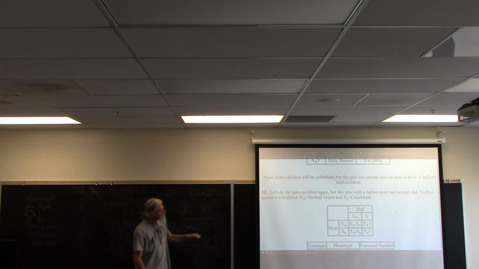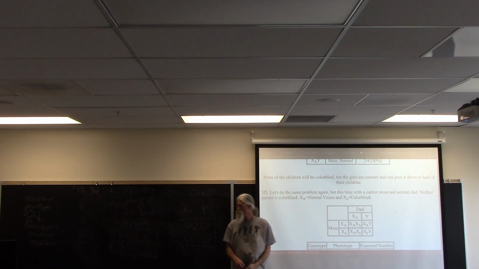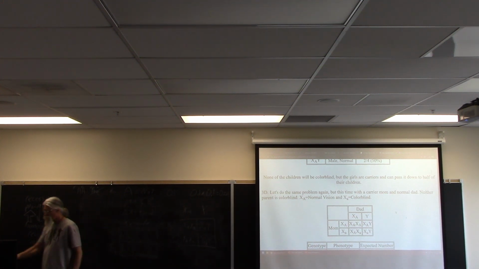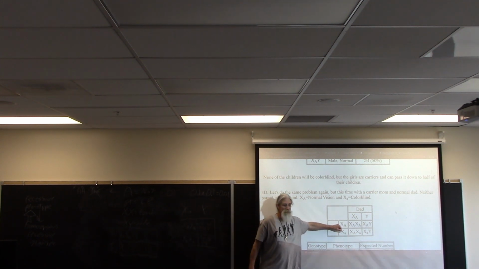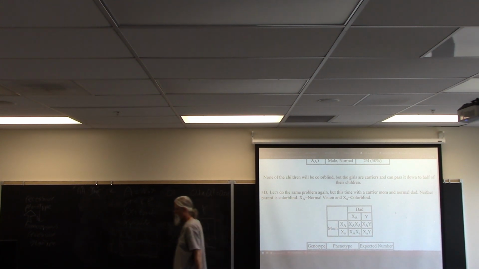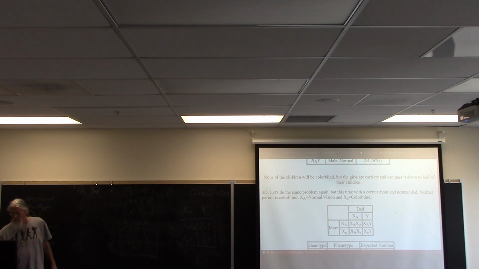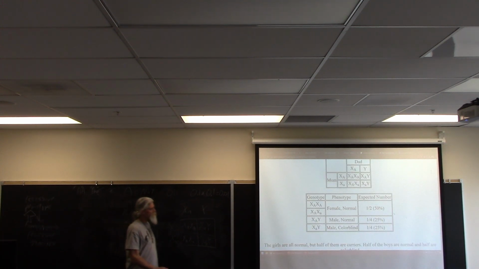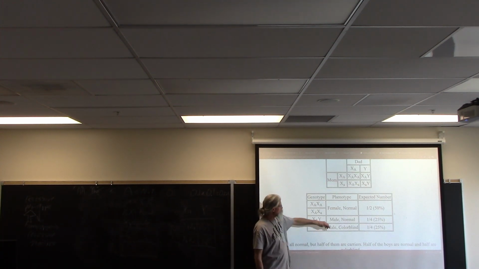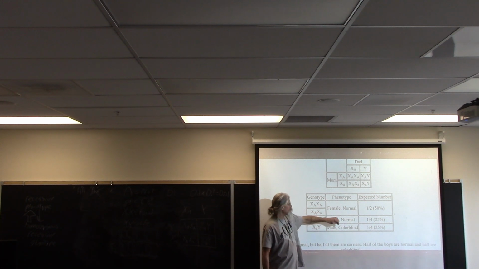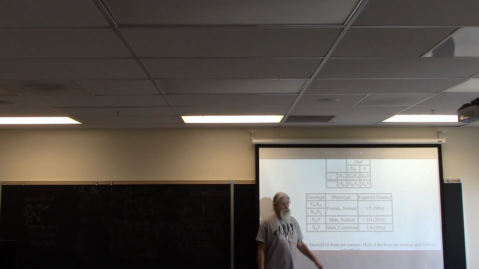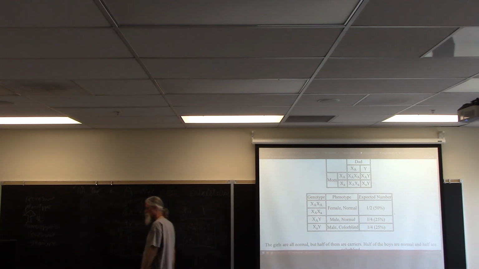So that is, or should be, the same as that. And the conclusion, so that's, again, just making sure I emphasize that genotype and phenotype. So half of the females are normal. All the females are normal, but half of them are carriers. Half the males are normal and half of them are colorblind.